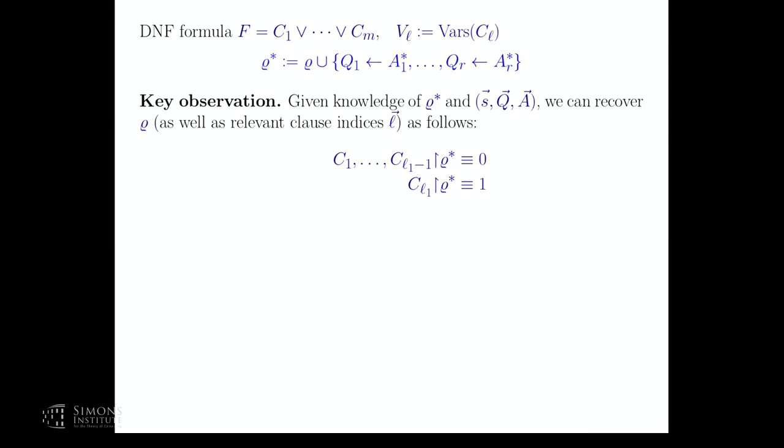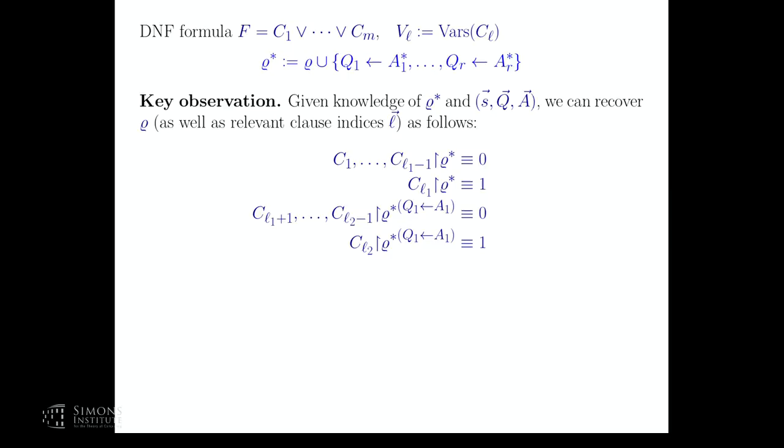Well, we observe the following. There's some first relevant clause L1. And in order for that to be the relevant clause, it means that all the previous clauses under row were zero, and since row star is an extension of row, then these remain zero. And then by construction of the row star, this clause is satisfied under row star. So to discover the first relevant clause index, we just look for the first clause which is satisfied under row star. So great, we've learned L1 at this point.